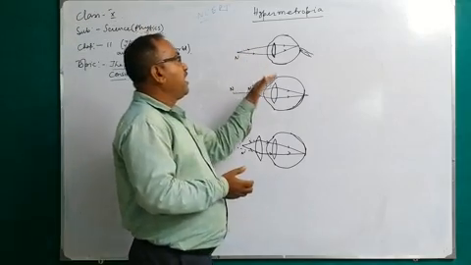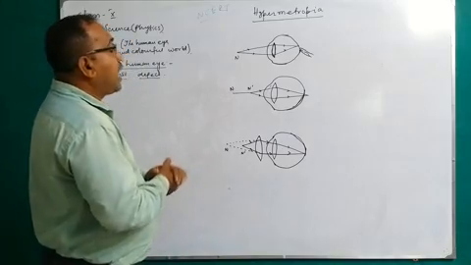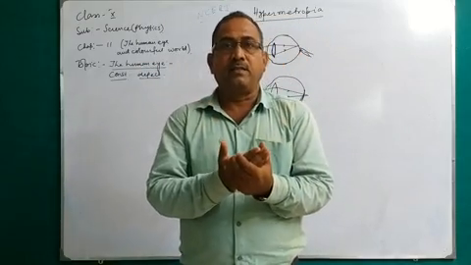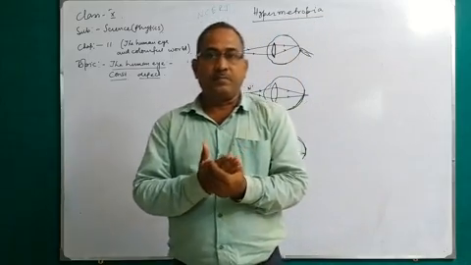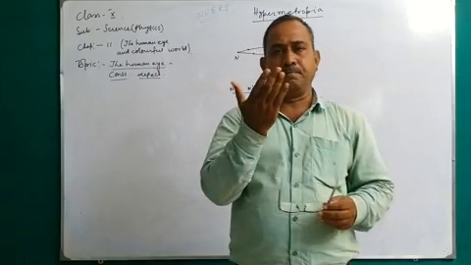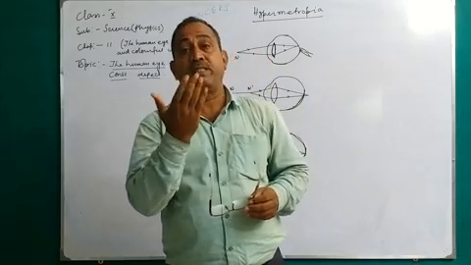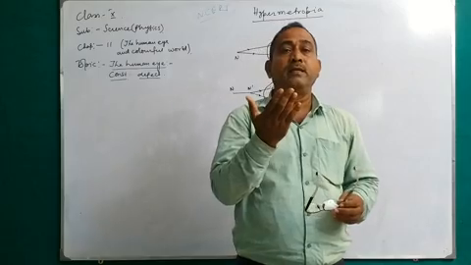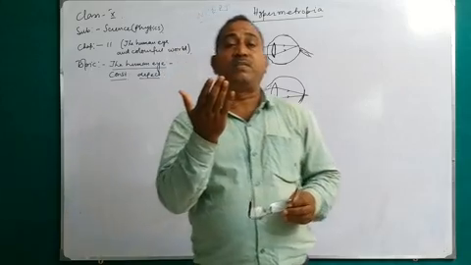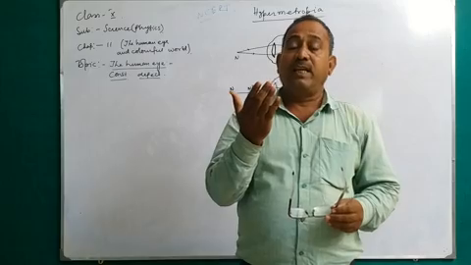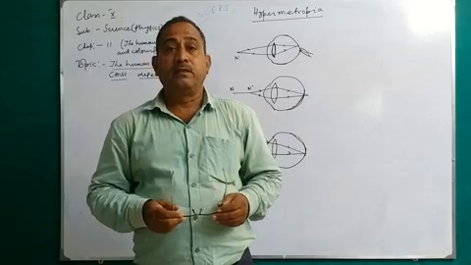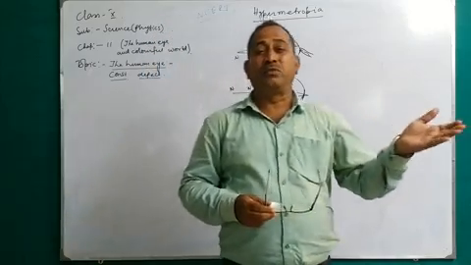So, the hypermetropic eye. You draw the diagram with the help of the NCERT book. Hypermetropic means you cannot see the object clearly at the near point, because for the normal human eye the near point is 25 centimeter, but old age people cannot see an object at 25 centimeter clearly. Their near point will be more than 25 centimeter.